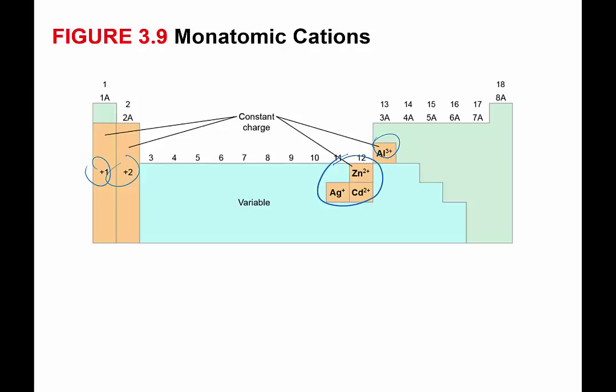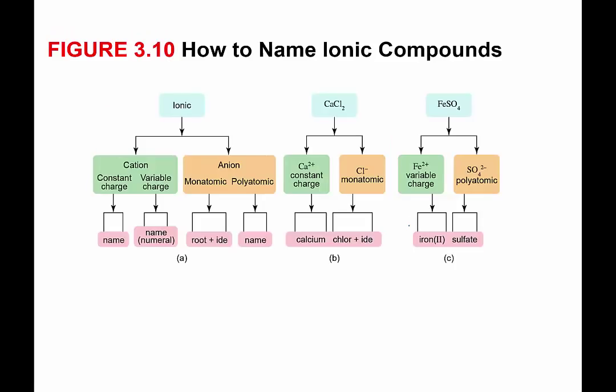So when the cation is one of these, we don't need to use a Roman numeral. The rest, so most of the rest of the transition metals, as well as tin and lead, which are here in the periodic table, can have more than one charge, so we have to specify the charge with Roman numerals. And again, here are some flowcharts from the textbook illustrating how we name ionic compounds.